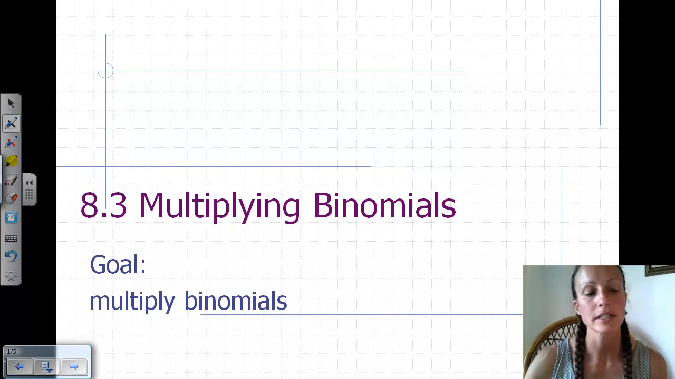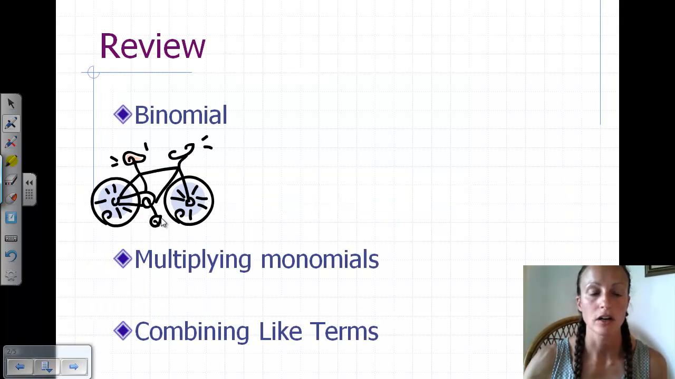Hi, today we're going to talk about multiplying binomials. And first there are a few things that we need to review. First of all, what's a binomial? A binomial is either the sum or the difference of two monomials. So a monomial could be maybe 2x or maybe 7. And if you connect them with an addition or a subtraction sign, you've made a binomial.